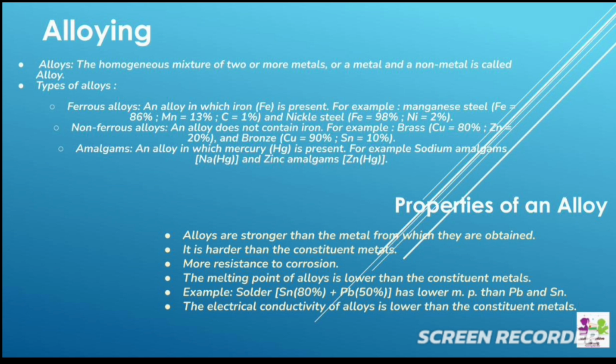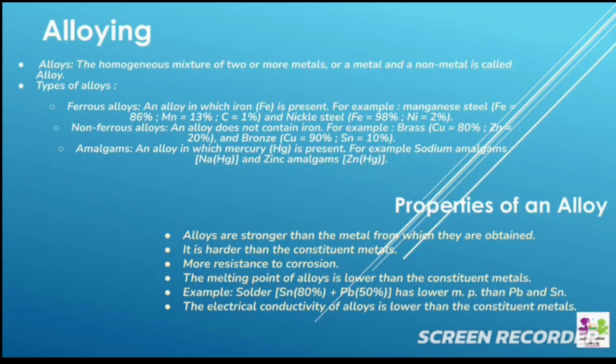alloys. The second category is non-ferrous alloys, an alloy that does not contain iron. For example, brass. Brass is a mixture of copper and zinc, and bronze. Bronze is a mixture of copper. These kinds of alloys which do not have iron are said to be non-ferrous alloys.